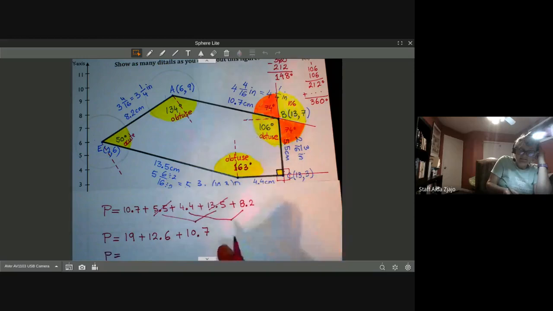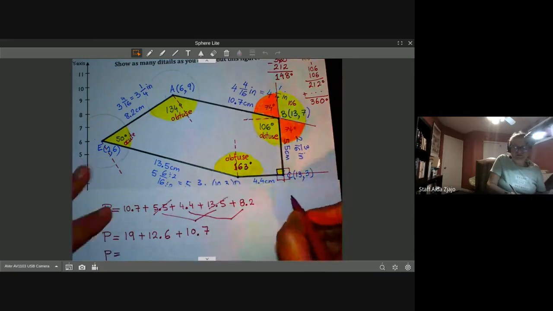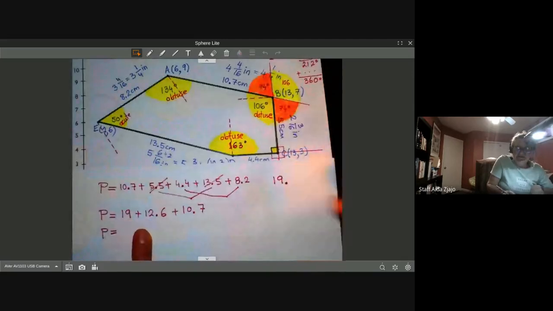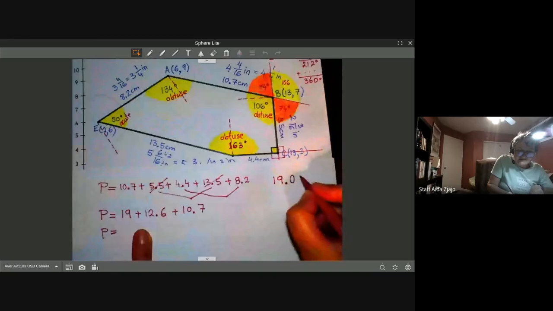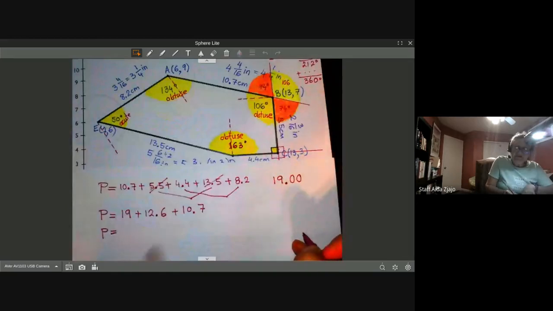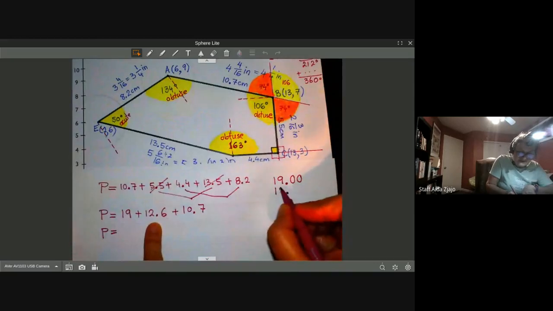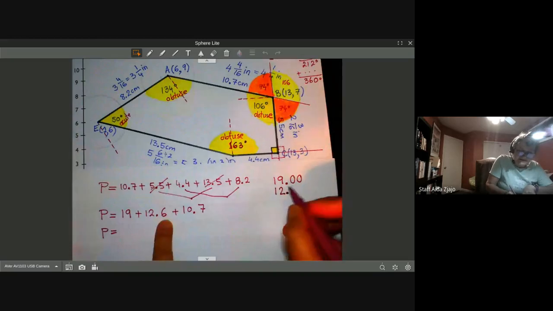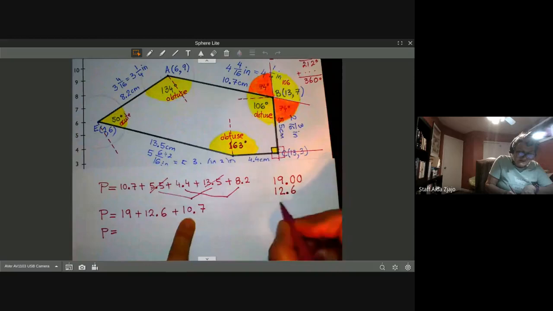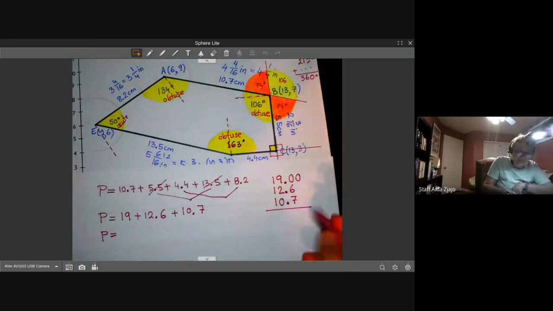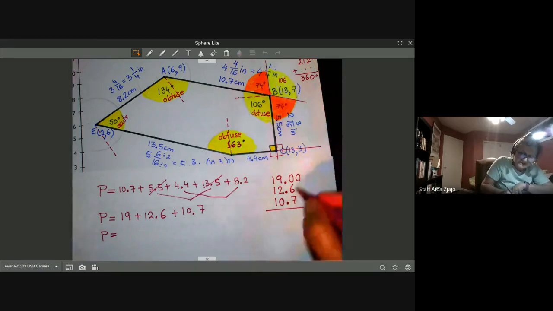Now I can line them up and add. It's very important that kids know that this is 19 wholes, and then you can add a decimal point to the right, and you can add a 0 for tenths and hundredths if you wish. Then you add the next, 12 wholes to the left of the decimal and 6/10 to the right of the decimal. Also 10 wholes to the left of the decimal and 7/10 to the right. I can add a 0 if I need it, especially if it's money, but I don't need to in this situation.